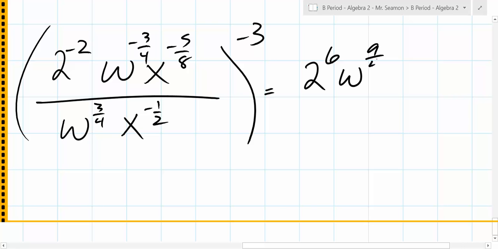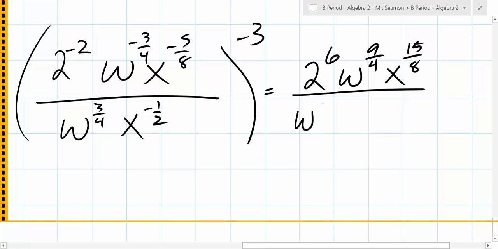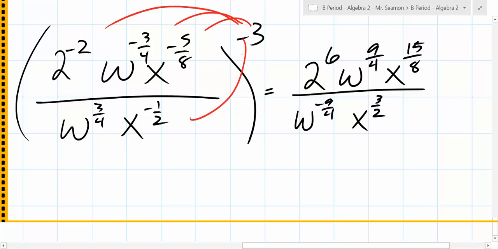9 over 4, correct? And it's going to be x to the 15 over 8. Yep. What's the bottom going to be? W to the what? Negative 9 over 4. And x to the what? So all I've done so far is multiply -3 by all the powers. I've taken this -3 and I multiplied it by all the powers.